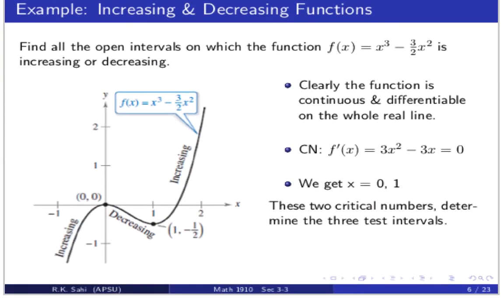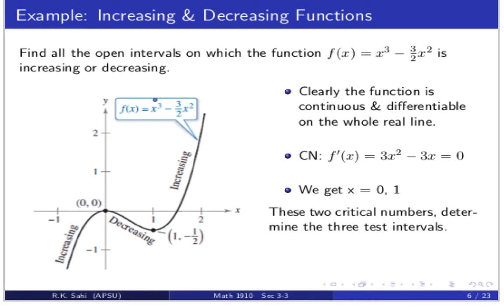The first example says, find all the open intervals on which the function x cubed minus 3/2 x squared is increasing or decreasing. Clearly this nice little function is a cubic function, which is continuous and differentiable. So the only thing we need to do is find the critical numbers. For that, we take the derivative of the function, which is 3x squared minus 3x, and set it to 0. When we solve it, 3x is common, so 3x times (x minus 1) equals 0. So the critical numbers are at 0 and 1.